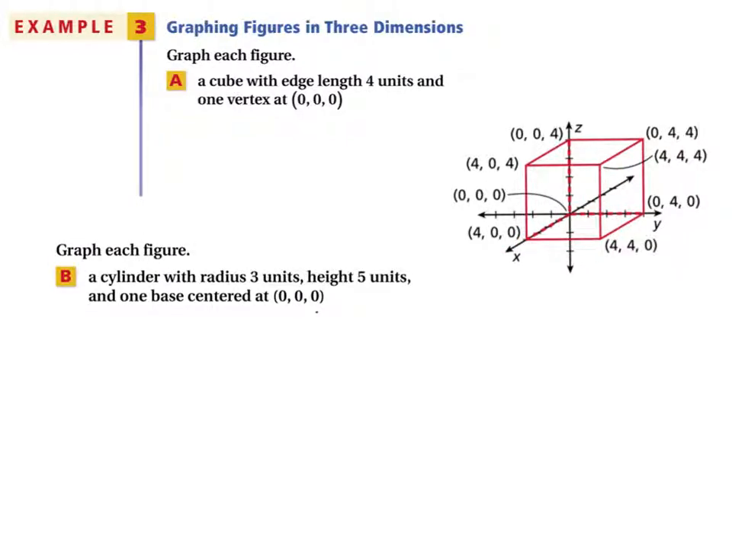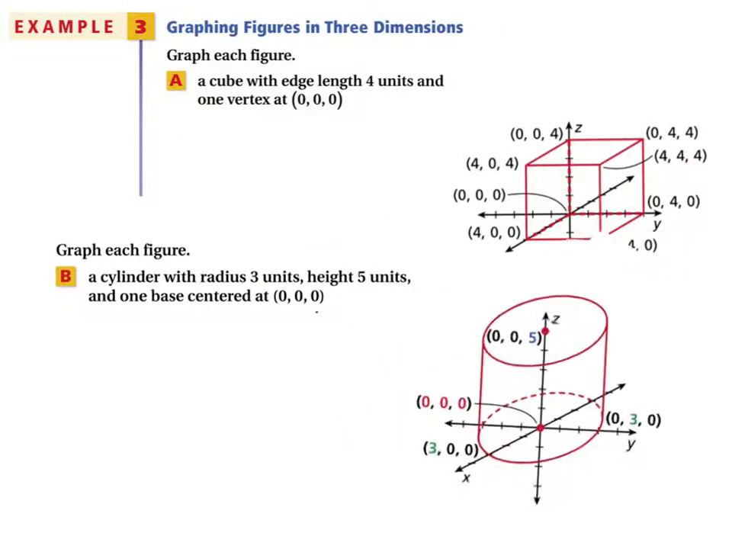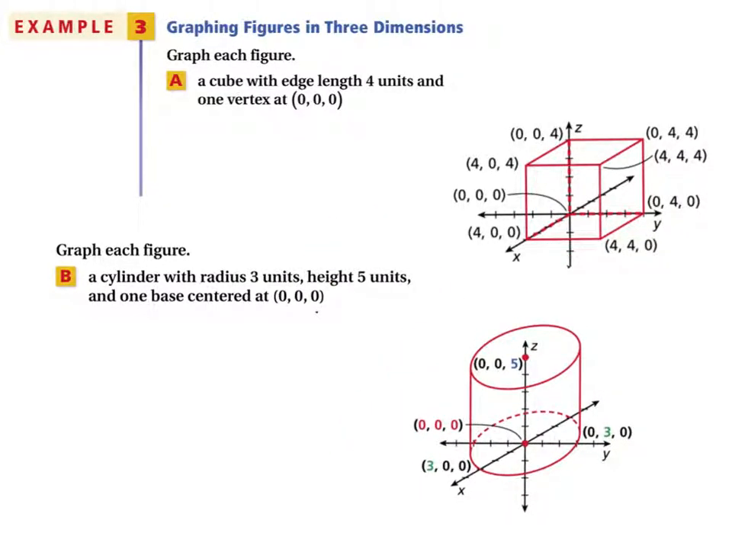Part B, graph a cylinder with a radius of 3 units, height of 5 units, and one base centered at 0, 0, 0. So I'm going to draw the picture. If the base is at 0, 0, 0, we can let that be the center of the circle. So the center of a circle, now this isn't going to look like a cylinder to you. It looks more like an oval, but it's not. This is a circle. So you'll notice here, 0, 0, 0. The circle is centered. The radius is 3 units, so I go out 3 all directions.